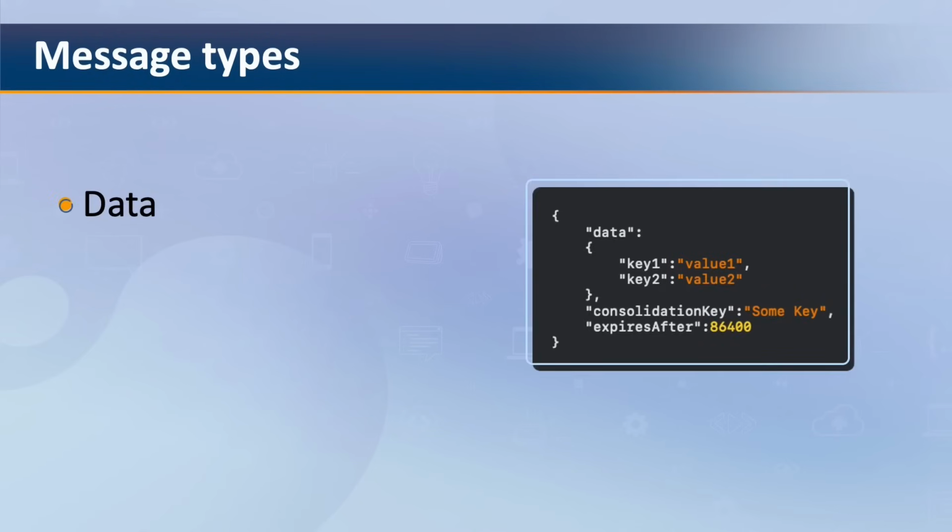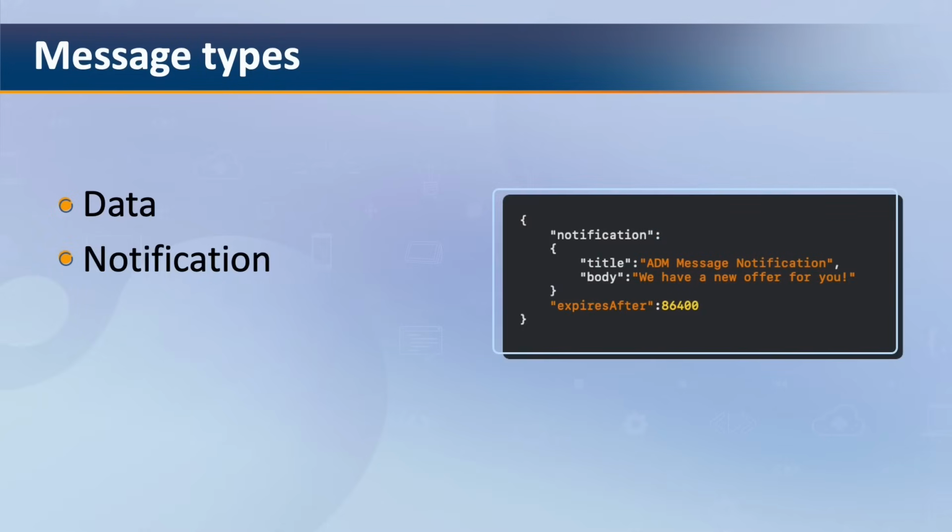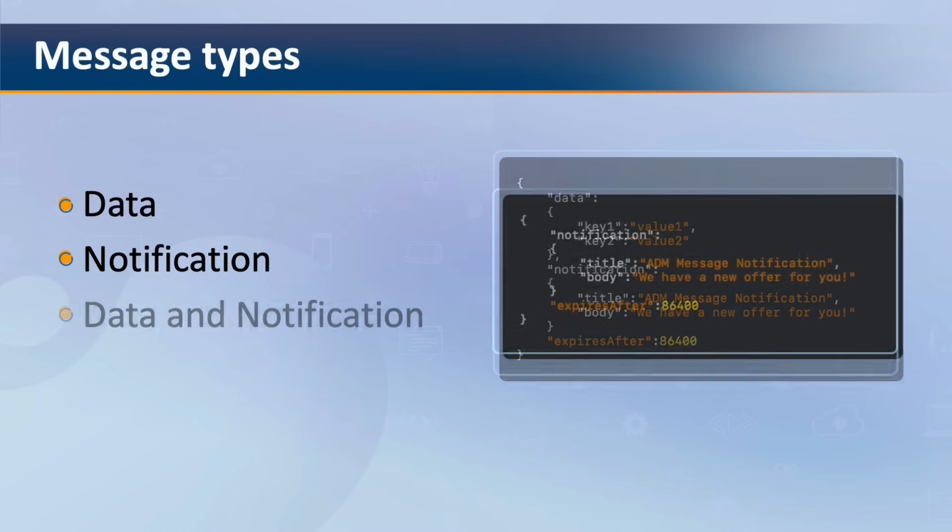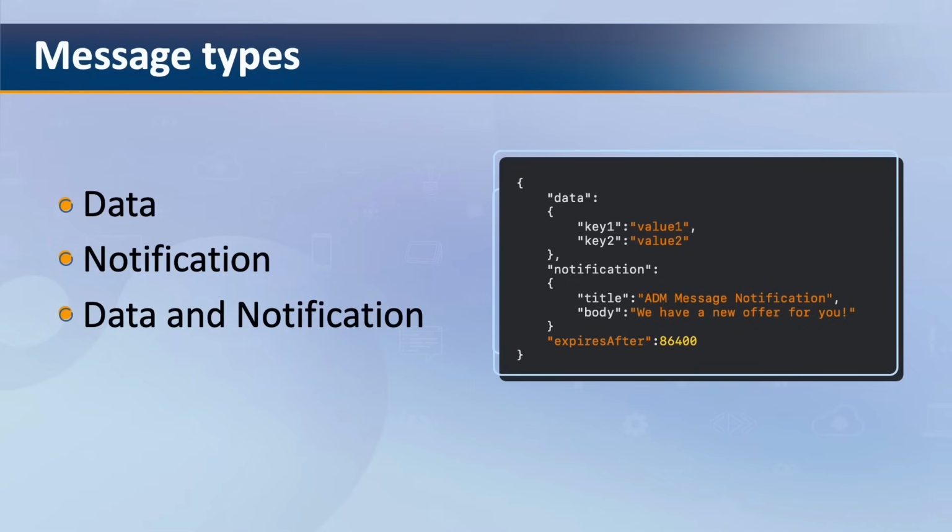ADM now supports 3 types of messages. Data message, handled by your app and defined by custom key value pairs. You can use a data message when you want to use custom logic to process a message, for example to send messages to your app background tasks. Notification message, handled by the ADM SDK and defined by preset key value pairs. Use notification messages for a message that is automatically displayed to the user, such as a promotional offer or a marketing notification. Data and notification, a notification message that also contains a data message payload or custom key value pairs.